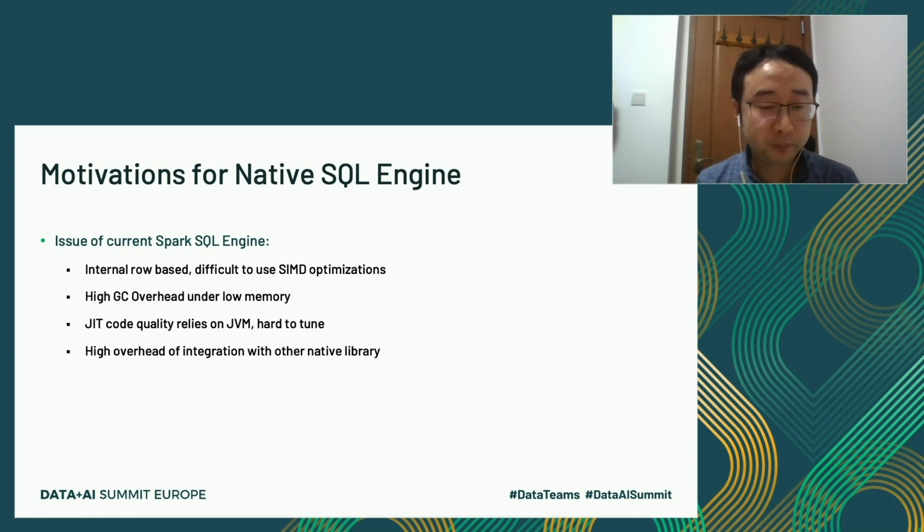The third one is the JIT code greatly relies on JVM. It's difficult for engineers to tune this because it's inside JVM. Last one is Spark didn't have a very good framework to reuse those native libraries. For example, we have many good native libraries on different parts. For example, for sort and for hashmap, we have many good libraries, but it's difficult to use these libraries inside current Spark.